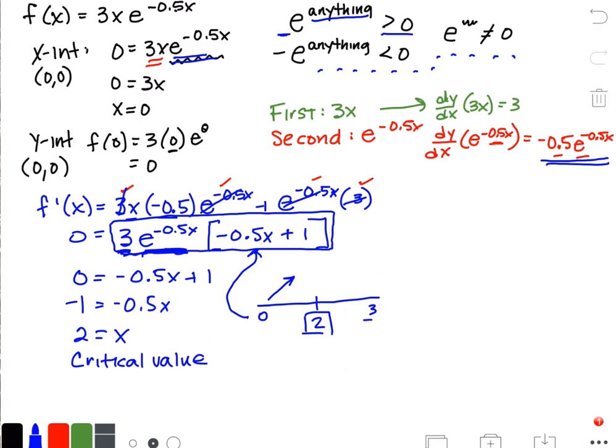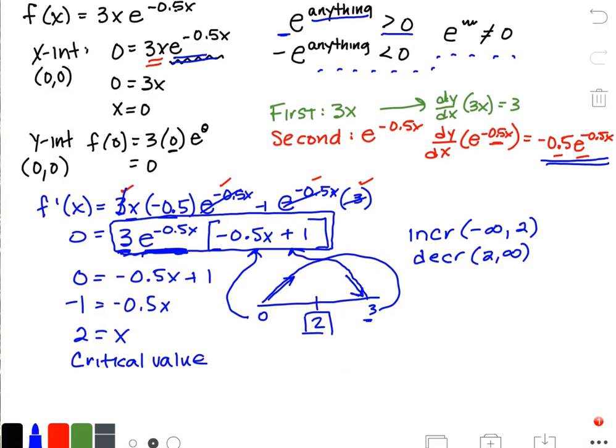Now we're going to do the same thing with my test value of 3. If I plug 3 into that factor, 3 times negative 0.5 is negative 1.5. So if I add that to 1, it's still going to be a negative value. So now it's decreasing. So what we know is for this function, it is increasing from negative infinity to 2, and it is decreasing from 2 to infinity. And based on the shape of my increasing, decreasing, I know that 2 and whatever its y value is a relative max.